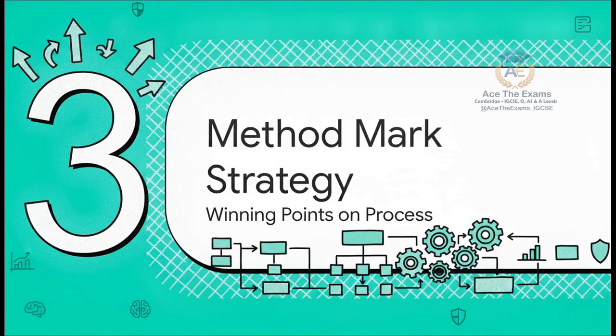Welcome to Section 3, the Method Mark Strategy. This is where the magic happens. This is the transformation phase. We are going to take those red pen marks on Alex and Sam's papers and turn them into green check marks. This strategy is precisely how you win points on process, even when the math gets incredibly complicated.